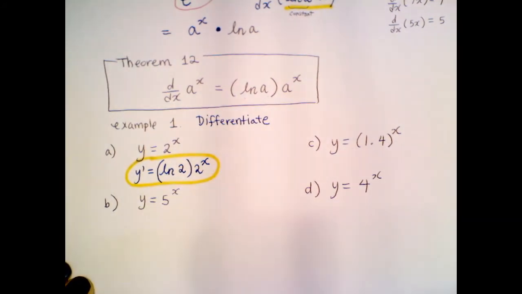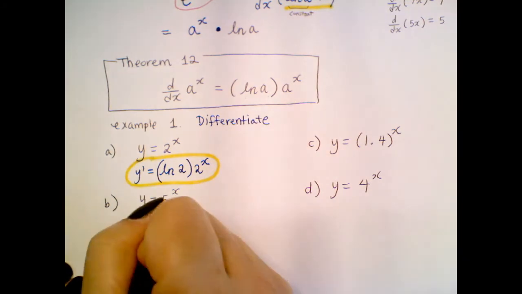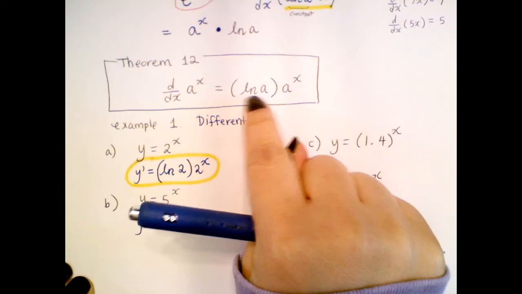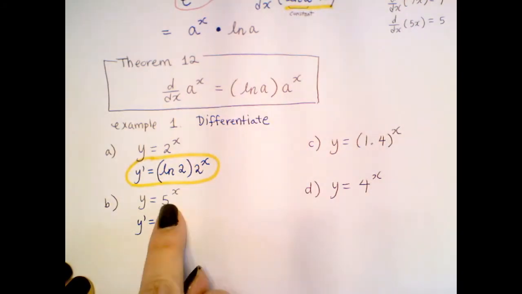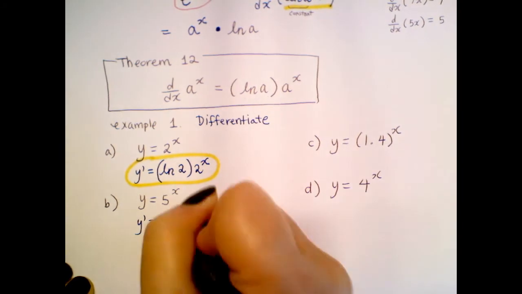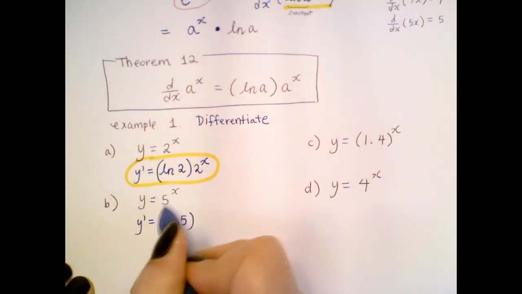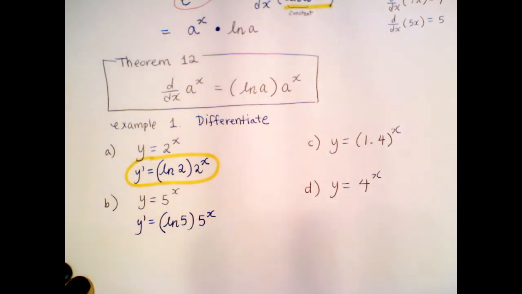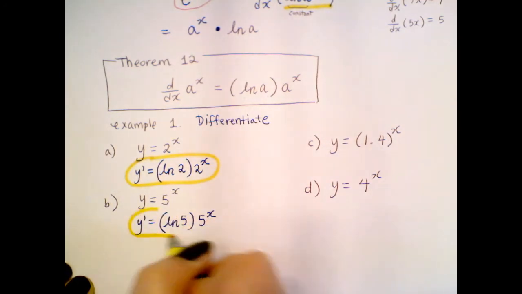Let's do the second one, B. y equals 5 to the x power. What's that going to be then? y prime is going to be, you first need to write the natural log of the base. The base is 5, so ln 5 times that expression, 5 to the x. And that is the derivative.